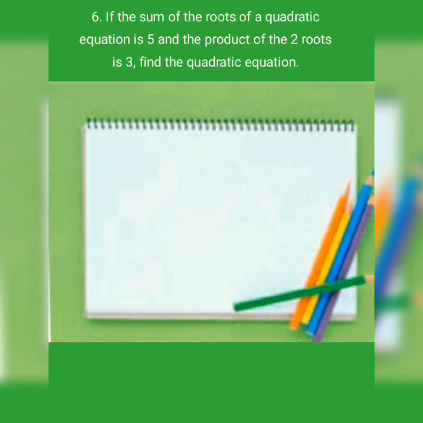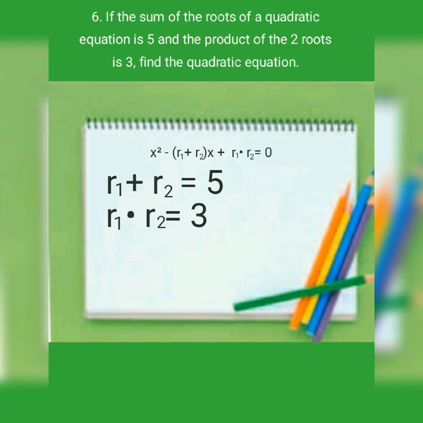The sum of the roots of a quadratic equation is 5 and the product of the two roots is 3, find the quadratic equation. Quadratic equation can be written as x squared minus the sum of the roots times x plus the product of the roots is equal to 0. So, if the sum of the roots of a quadratic equation is 5 and the product of the two roots is 3, the quadratic equation is x squared minus 5x plus 3 is equal to 0.